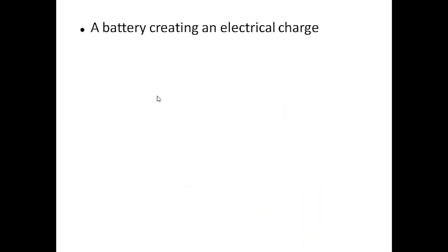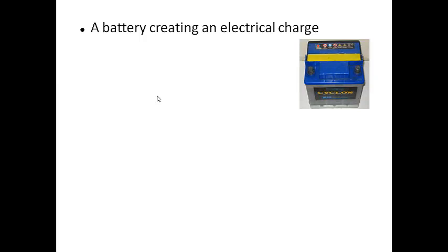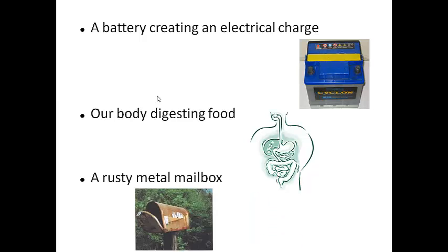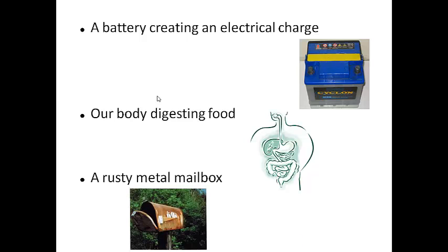Another example is a battery creating an electrical charge. Whether it's a boat battery, a snowmobile battery, a car battery, a truck, a bus, that battery generates an electrical charge. When our body digests food, now not the chewing part, that's physically tearing apart the food, but chemically down in the stomach and the intestines and the rest of the digestive processes involves a chemical reaction. And then finally, another rusty item outside, this old mailbox.